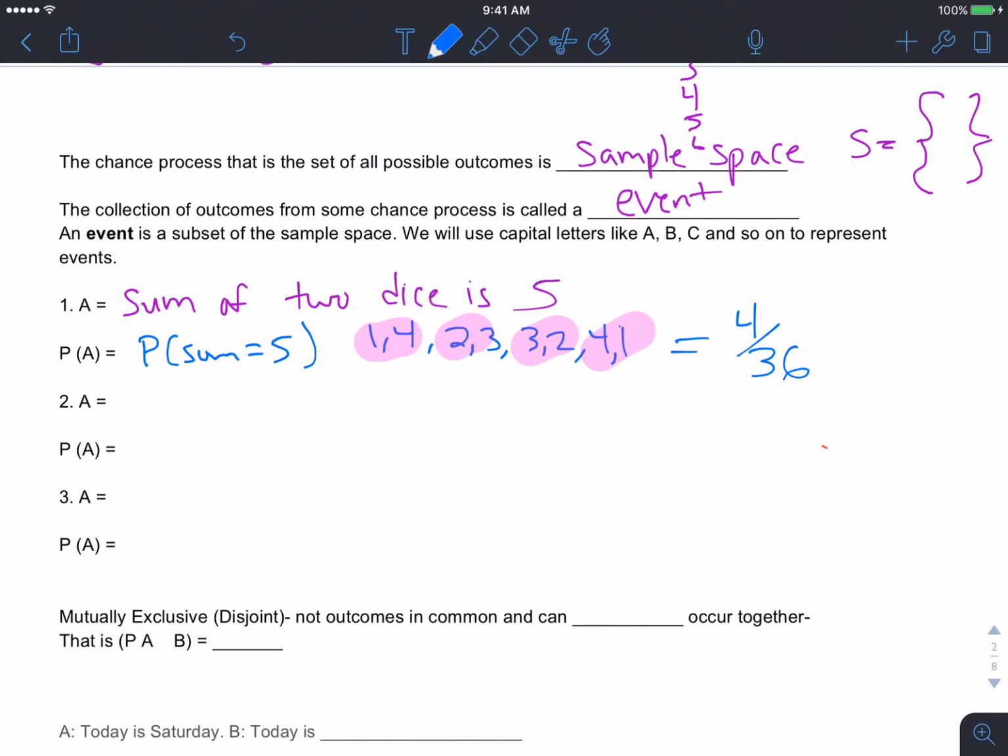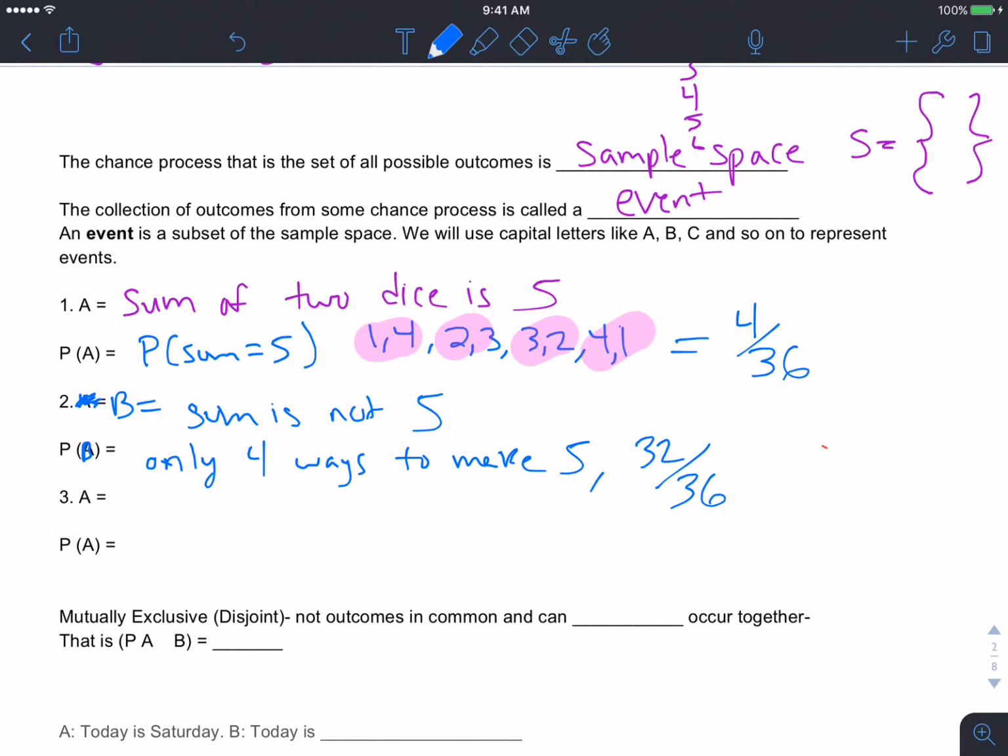Let's change this to B. Let's say event B is the sum is not 5. Well, we know there's only 4 ways to make 5, then there's 32 ways not to make 5. So the probability of that is 32 over 36. Only 4 different rolls of 2 dice give me 5, so that means all the other ones don't give me 5.